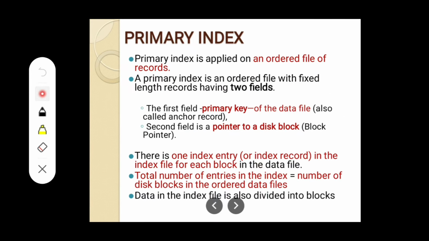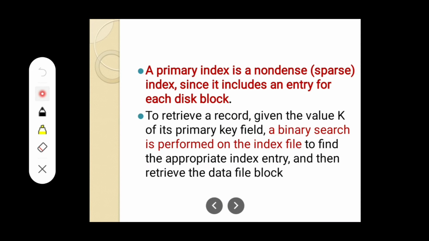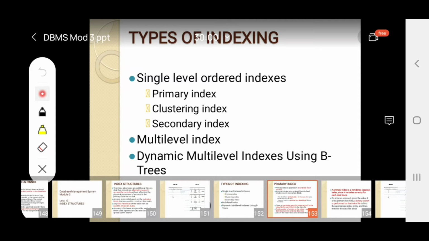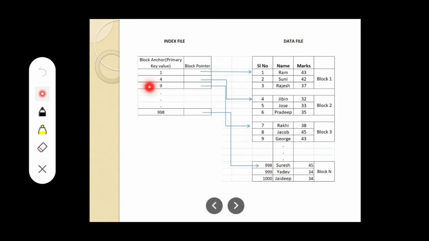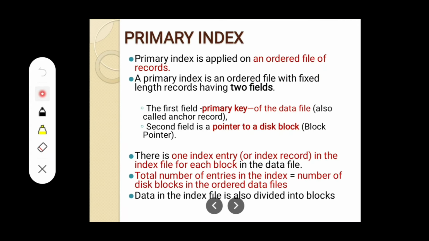The fourth point is total number of entries in the index. This relation is very important. Total number of entries in the index is equal to the number of disk blocks in the ordered data file. ആണല്ലോ അല്ലേ? Total number of entries in the index എന്ന് പറയുന്നത് എത്രയാണ്? That is equal to the number of blocks in the data file. This is a very important concept. The same thing they have related like this.